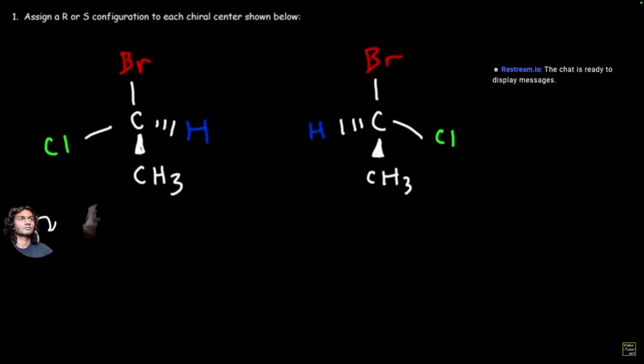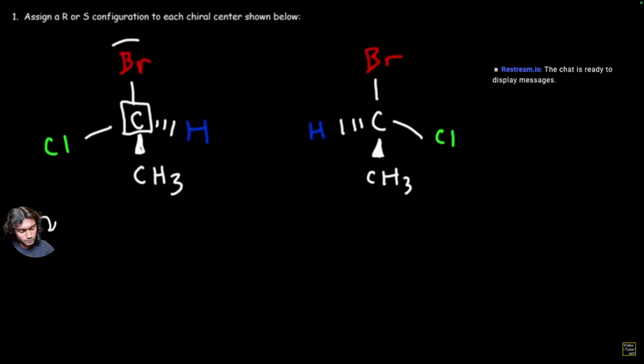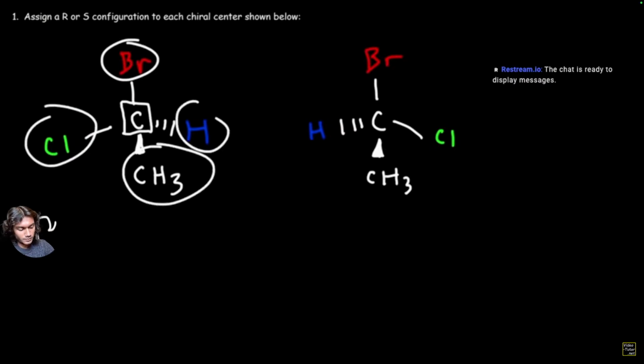Assign an R or S configuration to each chiral center shown below. So first, what is a chiral center? It's the central carbon atom attached to four different groups. A chiral carbon is a carbon atom that has four different groups attached to it. These are the four different groups.